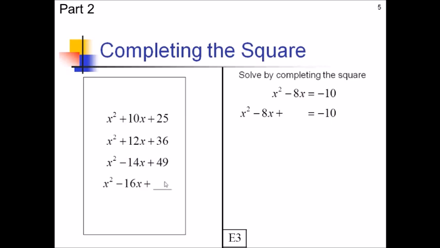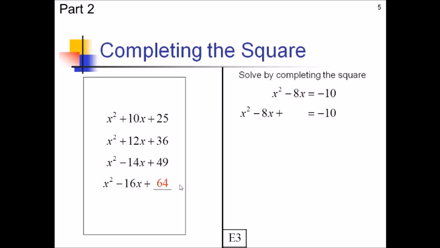All right, so hopefully you picked up on the pattern, where to get this number, you just need to take half of this middle number and square it. Half of 12 is 6, square that, you got 36. Half of negative 14 is negative 7, square that, you got 49. Half of negative 16 is negative 8, square that, you got it, 64.